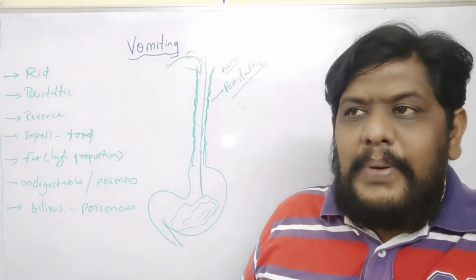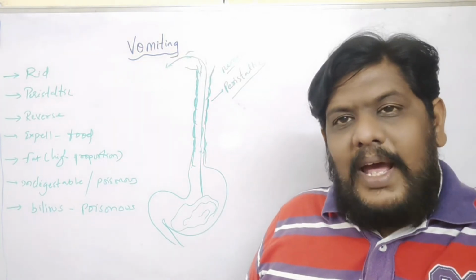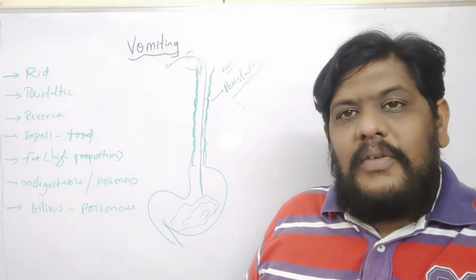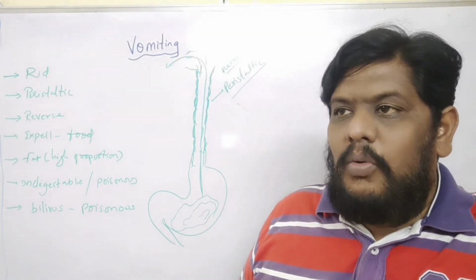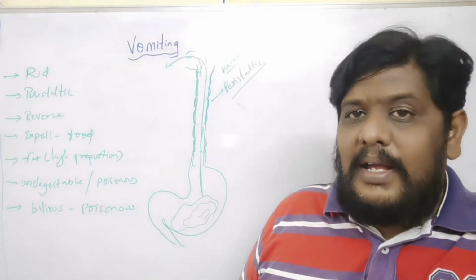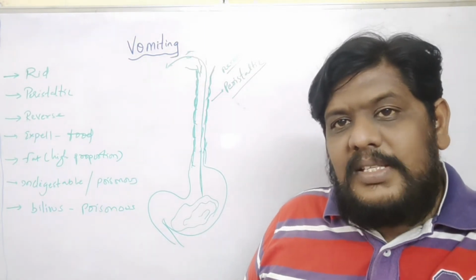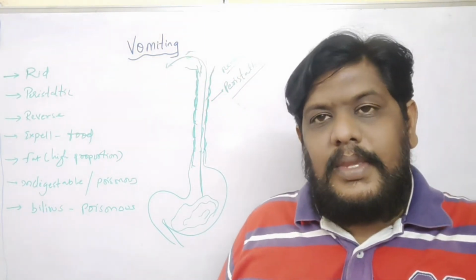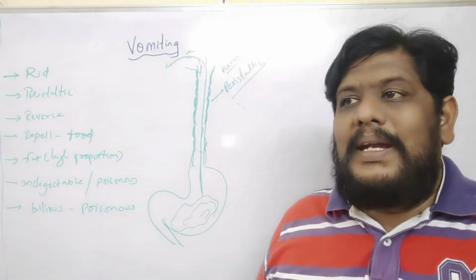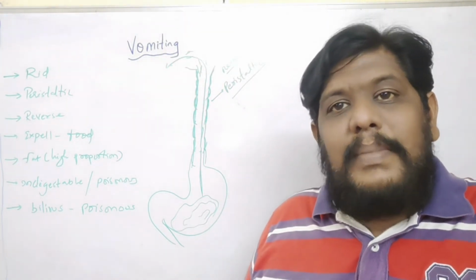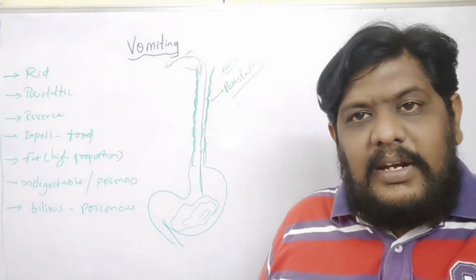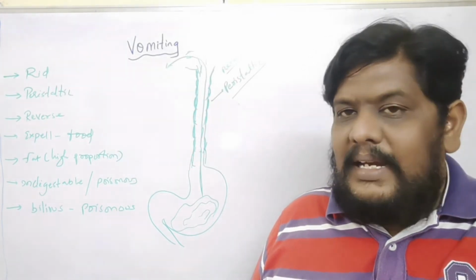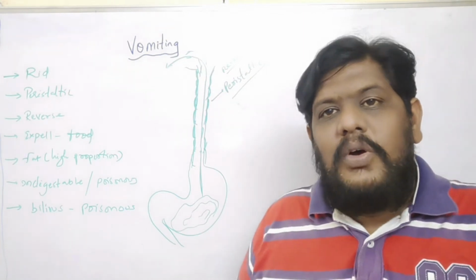So when you take a high proportion of food, or if the food has an excess of fat in it, then definitely that will be vomited. Vomiting also occurs when you eat something which is really harmful to our body, or poisonous or indigestible material. When you eat something which cannot be digested, a kind of poisonous thing, then definitely that will come out in the form of vomit.